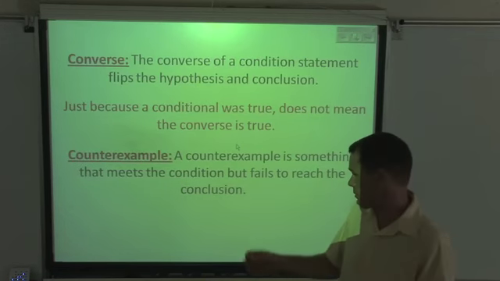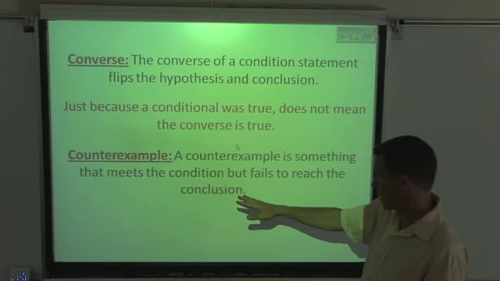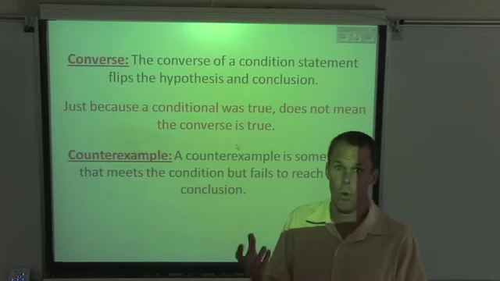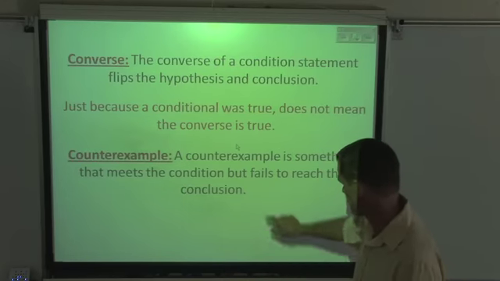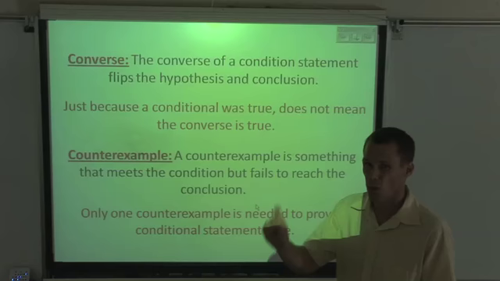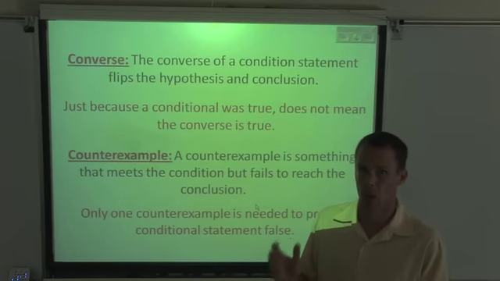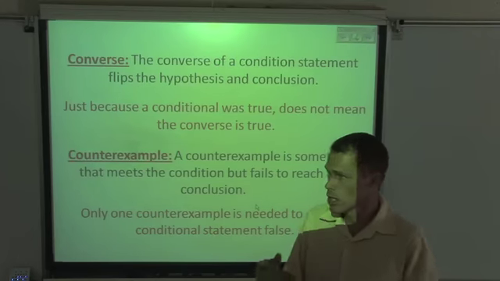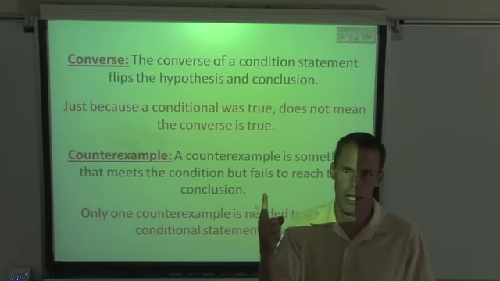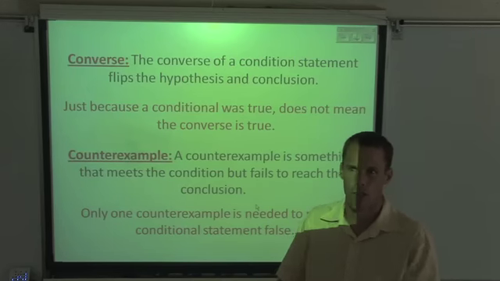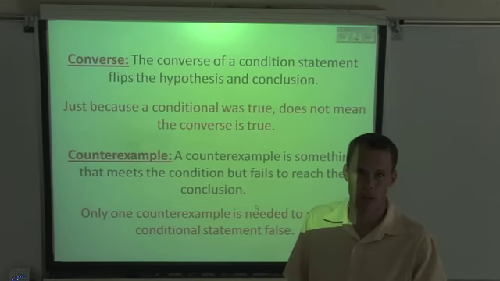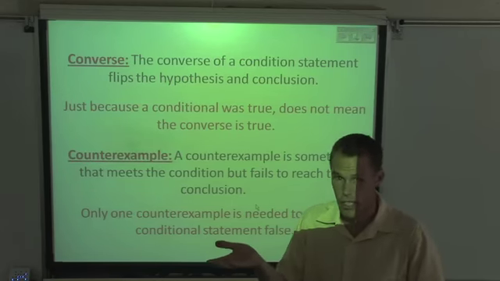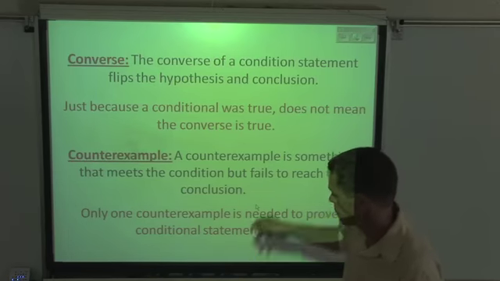Counterexamples are what we use to prove things false. A counterexample is something that meets the condition but fails to reach the conclusion. On the previous page, the parallelogram was the counterexample. You only need one counterexample in order to prove a conditional statement false. You don't need lots of counterexamples, just one. One counterexample means a statement is false. There is no sometimes. Conditional statements are either always true or they are false. There's no in between.